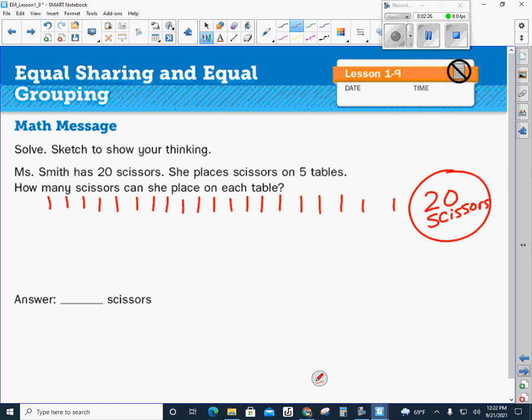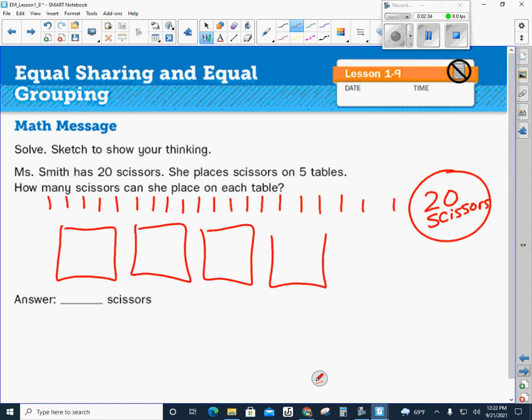Now she places those scissors on 5 tables. So hopefully you drew 5 tables. And it says how many scissors can she place on each table. I have a lot of boys and girls who want to draw out those scissors and draw lines and say, okay, this one goes here and this one goes here. That gets to be a mess and gets very, very confusing.